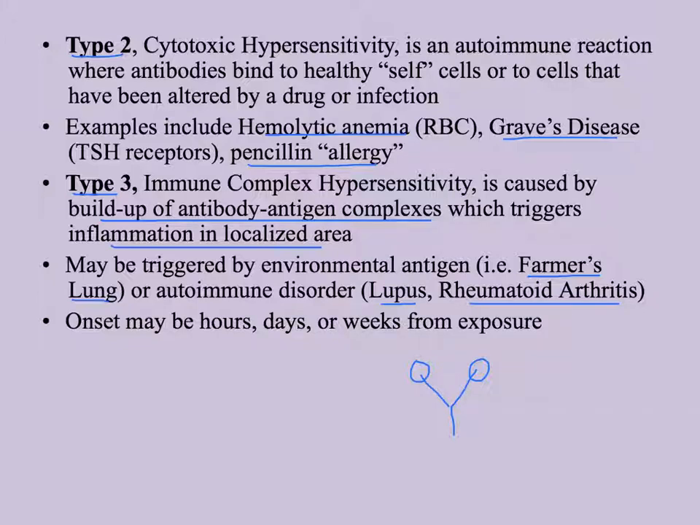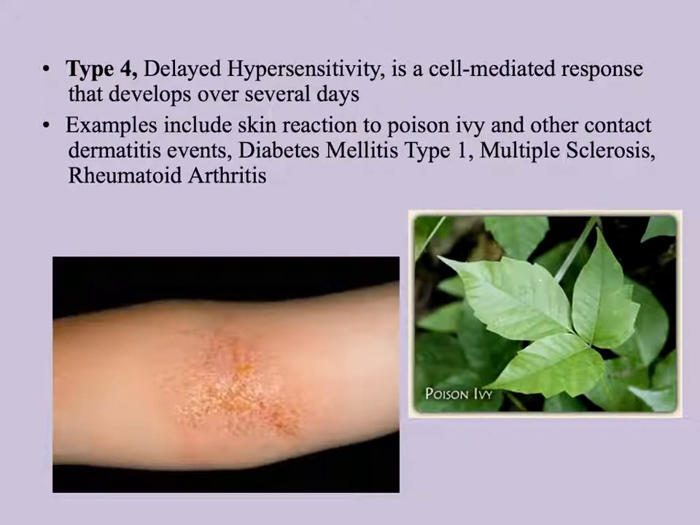So type 1, 2, and 3 hypersensitivities all involve antibodies, so they all involve your B cells. Type 4 is a delayed hypersensitivity that is a cell-mediated response, so it involves the T cells. This reaction happens over several days, which is why it's called delayed hypersensitivity. Poison ivy is an example of a cell-mediated response where your T cells are overreacting. If you don't know what poison ivy looks like, here's a picture of it.